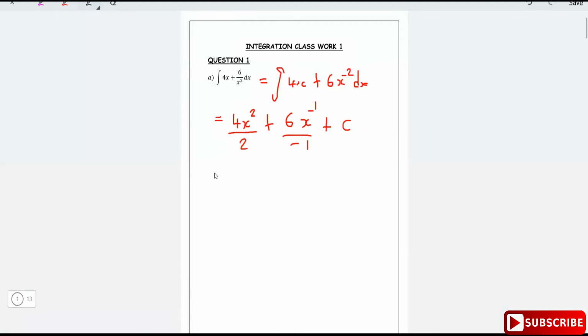But then we have to bear in mind that we can simplify it. 4 over 2 is 2, so this works out to be 2x squared. And then 6 times x to the minus 1 over negative 1 is really minus 6 over x. Nice. And so that's how we would integrate this question right here. Just the basics of integration.